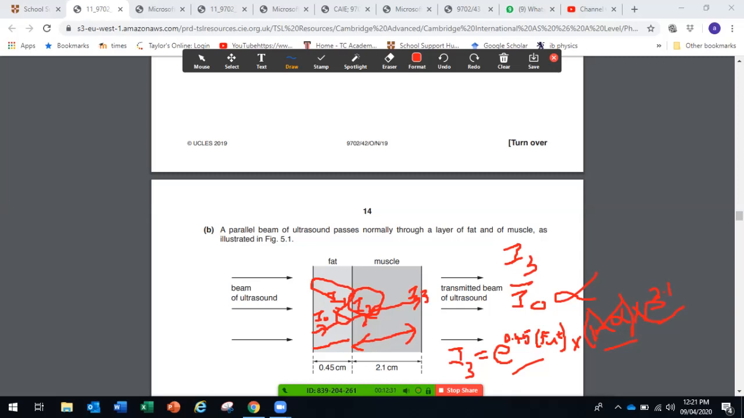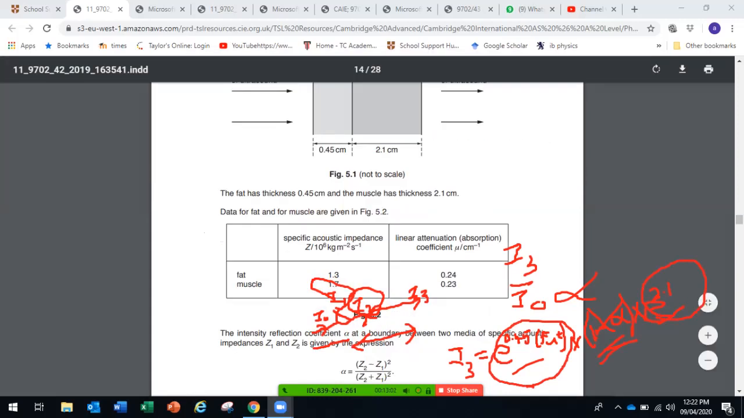Then the other one, sir, besides the 1 minus alpha is what, sir? It is the absorption in the muscle. This is the absorption in the muscle region. This is the transmitted at the boundary of fat and muscle. Oh, so it's like that, sir. So the wording is not clear. Yeah, the wording they said.